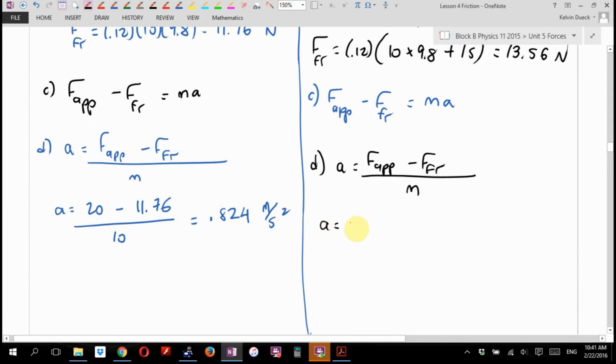What was your applied force, Ethan? 20 minus, how big was your force of friction? And the mass was still 10? Oh, I could do this one in my head because it's 20 take away 13 is 7, take away 0.5 is 6.5, take away 6.44? I'm pretty sure on that one. Double check me, though.